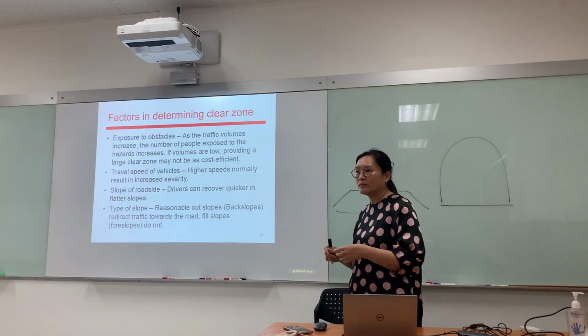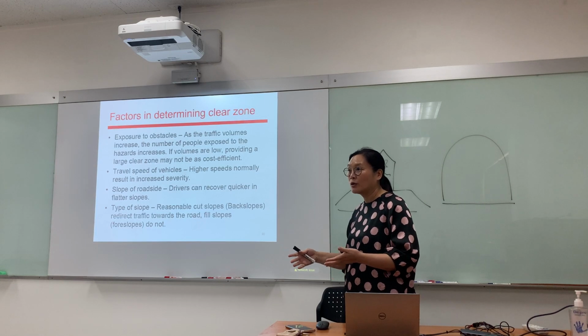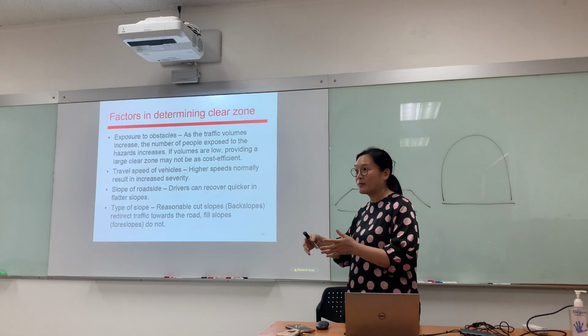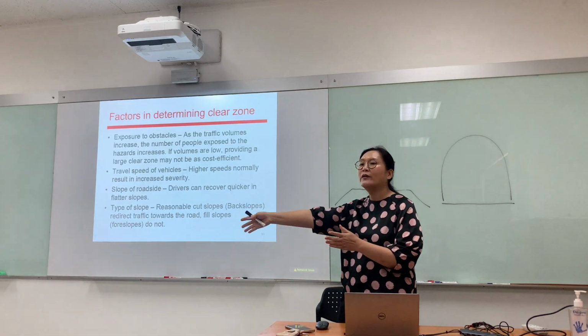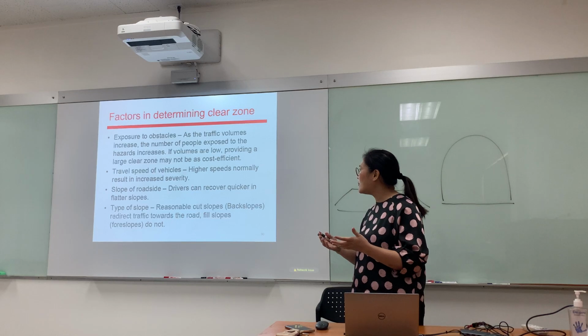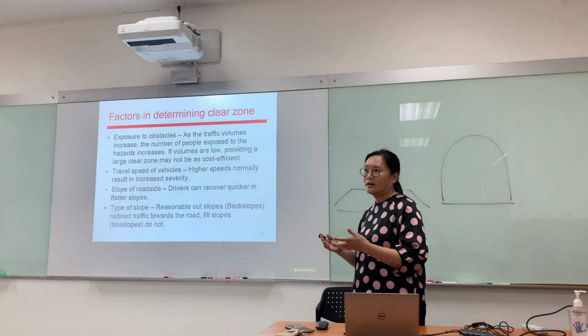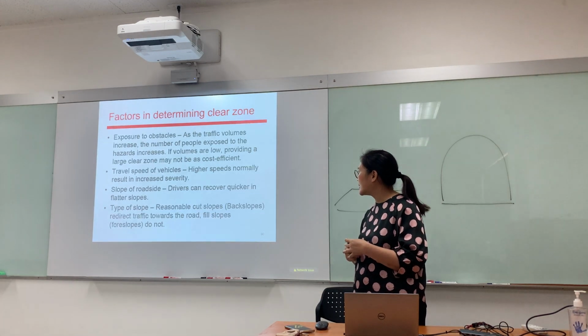More traffic volume, you need more clear zone. Second one, higher speed, you need more clear zone. Makes sense, right? Because a high-speed vehicle running off is going to go further, so you need more clear zone for high-speed vehicles. Slope of roadside: flatter slope is more preferable.